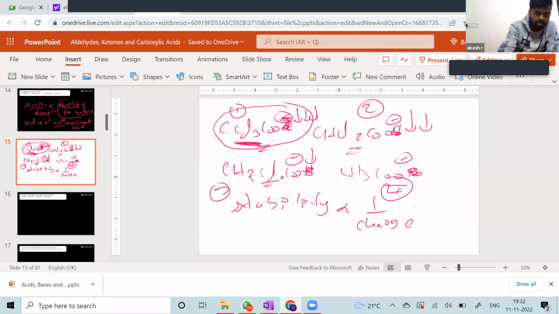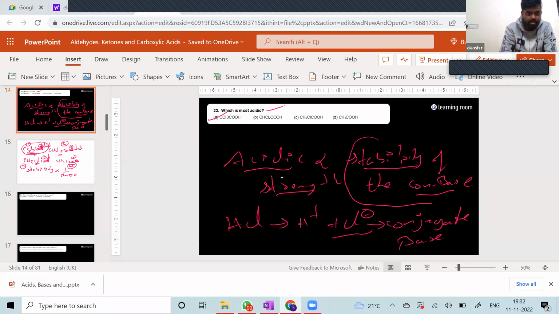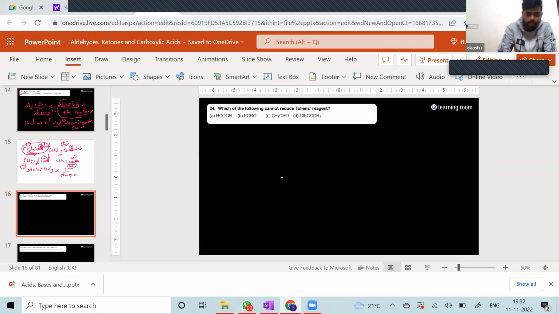Okay. Anyways, so the answer to this question is obviously going to be CCl3COOH. Okay. Right. Next, moving on. Which of the following compounds cannot reduce Tollens reagent? Which cannot reduce? What is the answer? I think it's a printing mistake.